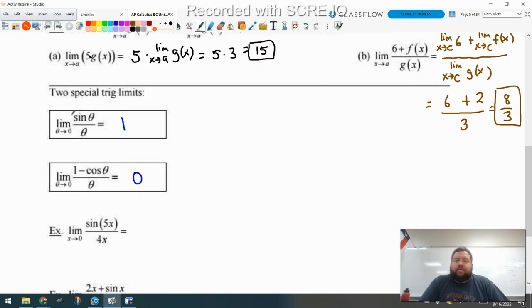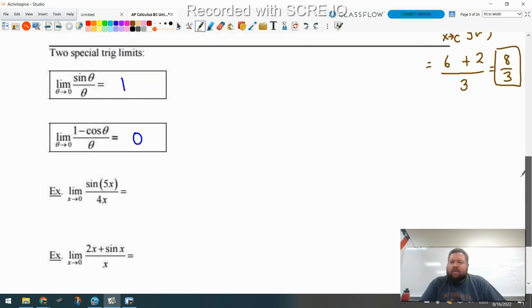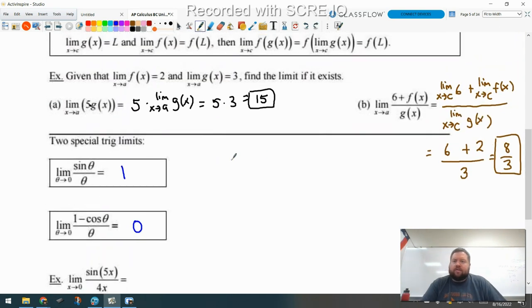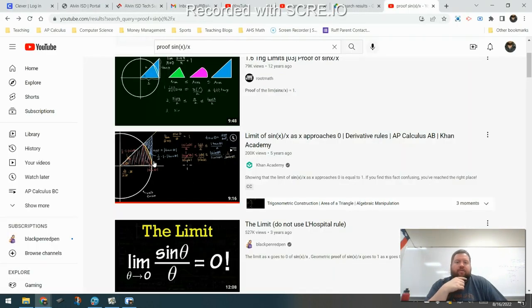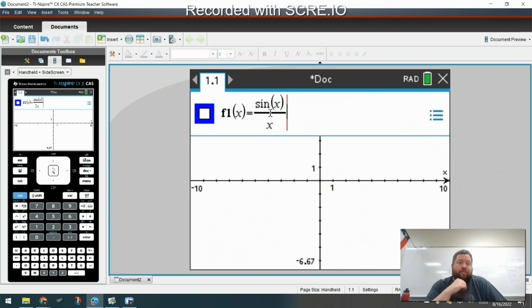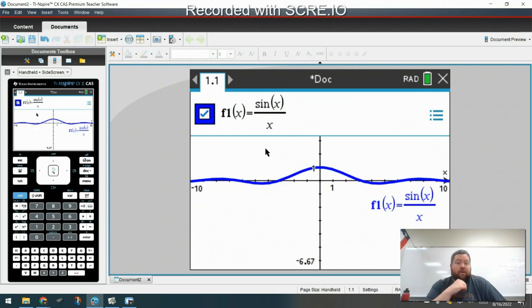All right, there's a real fancy proof of this one that uses the squeeze theorem, which we covered in calculus AB, and might be on this lesson somewhere. I hope it is. And Khan Academy did that one. I'll leave a link for this proof in the Google Classroom, so you can watch that on your own if you like. But just to show you visually that that is true, I've graphed this function right here.